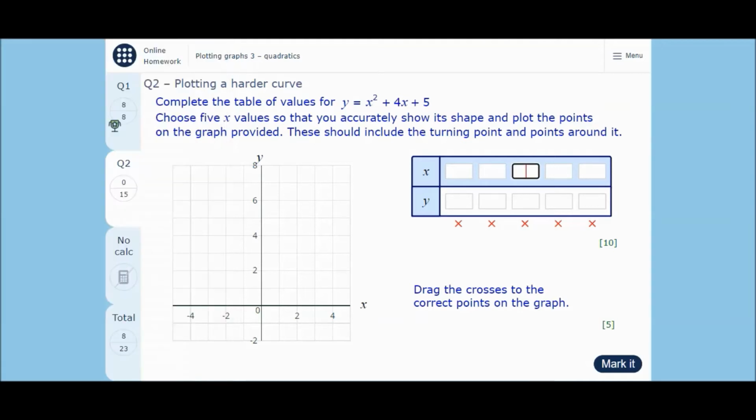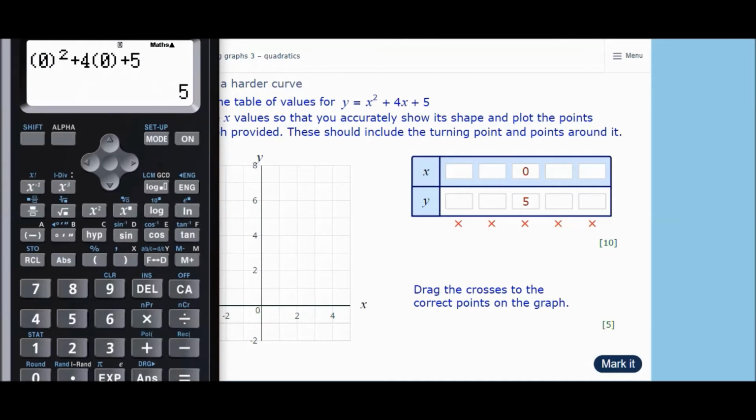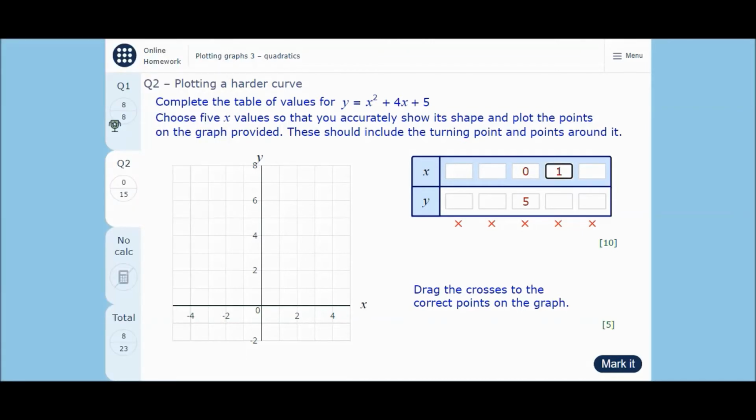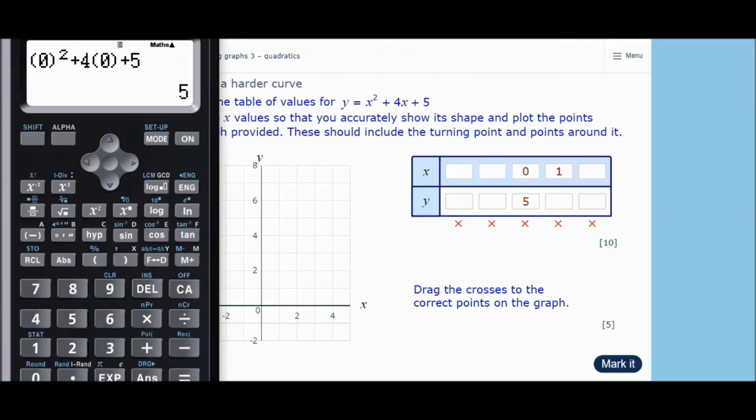So when x is 0, the value is 5. Let's put that in the middle one for now. We're going to try and go each side of that. So what about if we had x equals 1? What's that going to equal? Come back into my equation. Everywhere I've got a 0, I'm going to substitute the 0 for 1, and then I press equals. So that's going to equal 10.